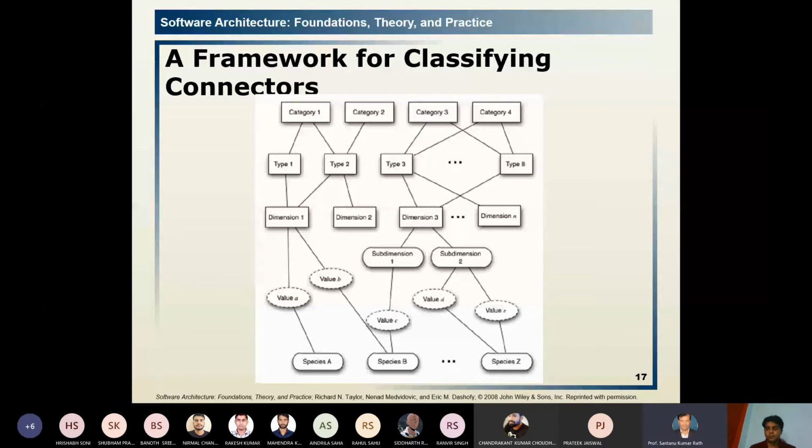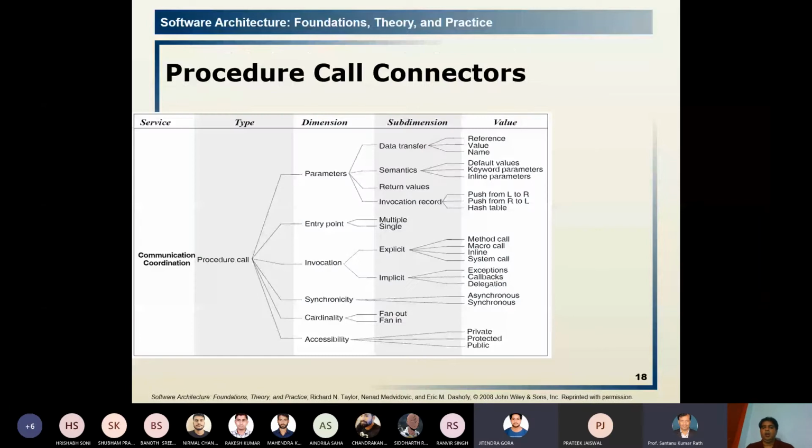Okay, next. All have drawn the picture. Jitendra, did you draw? Yes, sir, I'm drawing it, just finishing.